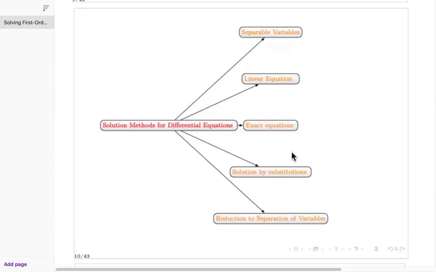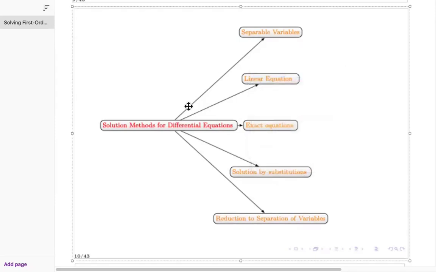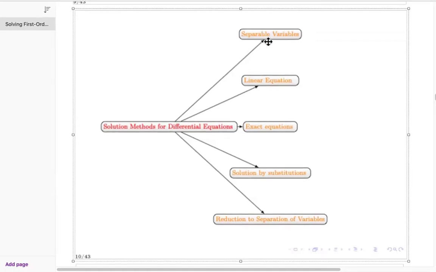Now let's explore some common methods for solving differential equations. Depending on the structure of the equation, we can use different techniques to find solutions, such as separable variables, linear equations, exact equations, solution by substitutions, and reduction to separation of variables. In this lesson, I will focus on explaining the method of separable variables.